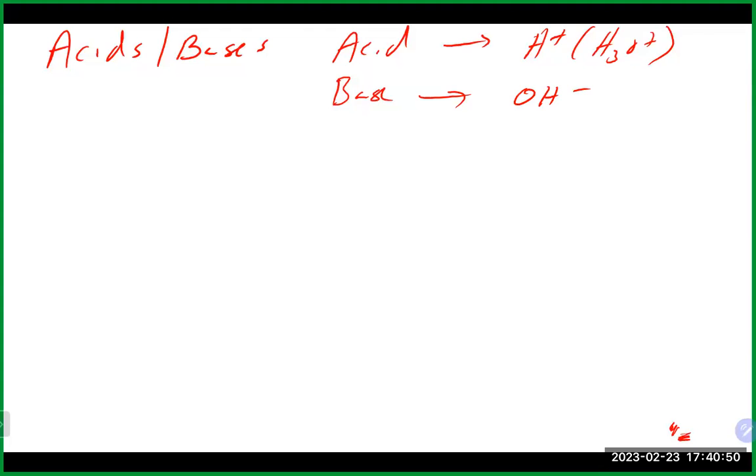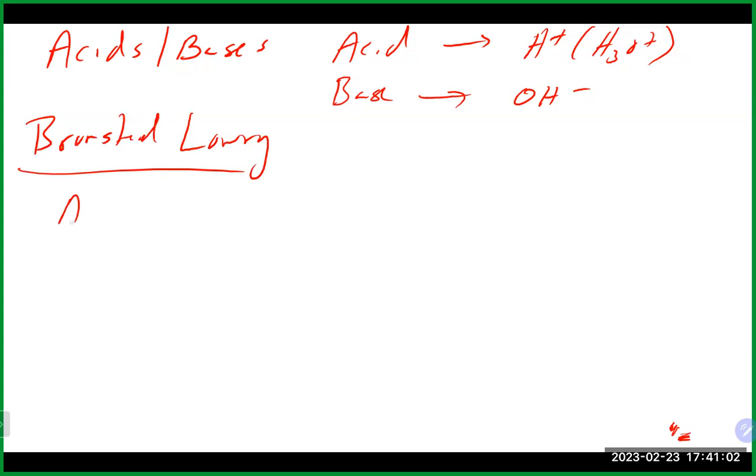A more generic definition of acid and base, the one we use a lot in chemistry, is the Bronsted-Lowry definition. The Bronsted-Lowry definition of an acid is a proton donor. So it will give away not just the H, but the H plus. And a base is something that will accept an H plus.